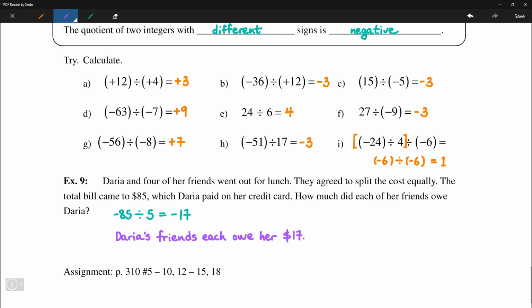Okay, so today we looked at dividing using counters, dividing integers using a number line as well, and finally, without either of the models, what the results would be like.